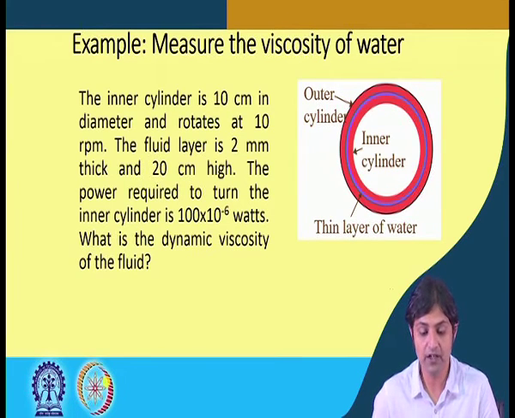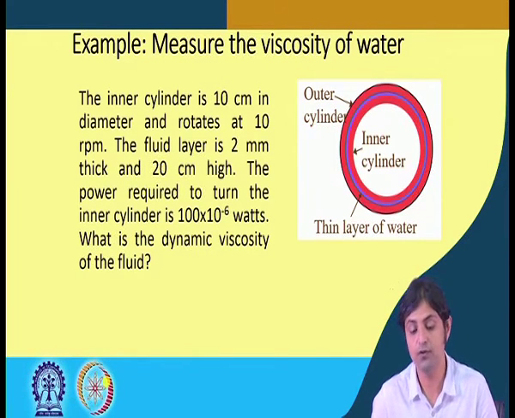The fluid layer in between those cylinders is 2 millimeters thick, and the height is 20 centimeters. If it is given that the power required to turn the inner cylinder is 100 into 10 to the power minus 6 watt, what is the dynamic viscosity of the fluid?